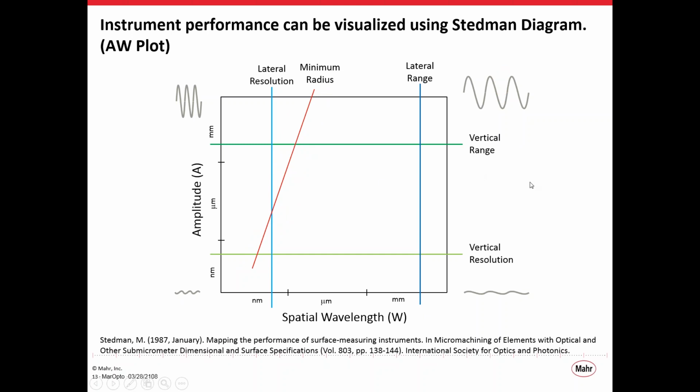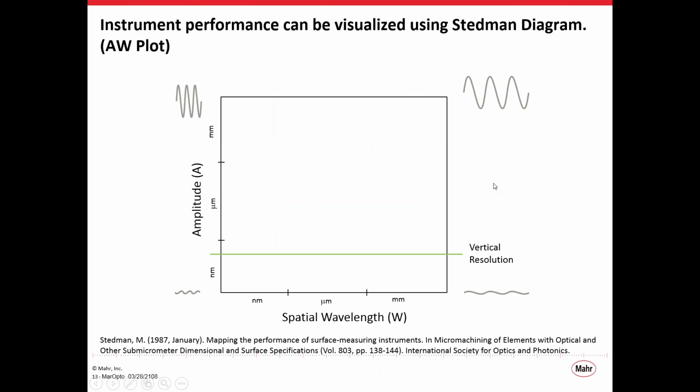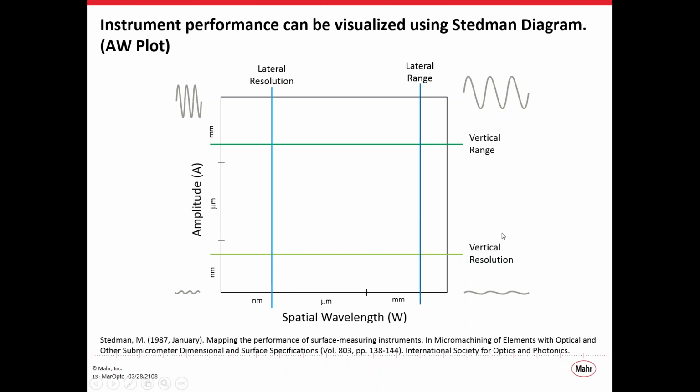And in addition, certain profilers have a geometry to the probe, say the numerical aperture of a scanning white light interferometer, and that's going to limit the slope of the features that you can measure, and that gives you another line over here on this section of the diagram.